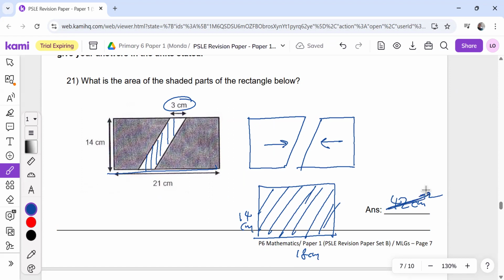Oh, sorry, the answer is not 42. What is the shaded area? Just take 18 times 14 to get the shaded part. So 18 times 14, do your working, and your answer will be 252 cm square. What Mr. Tong gave you as the answer just now is the unshaded part. If you want to find the unshaded part, then 42 will be the answer. But you want to find the shaded part. So the answer is 252.